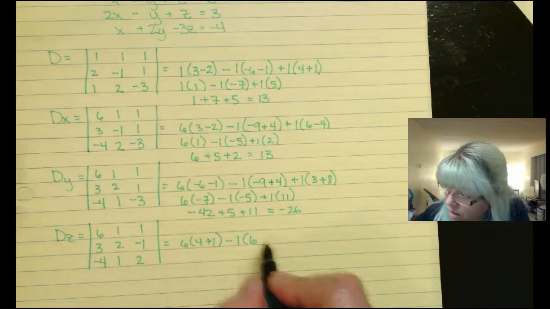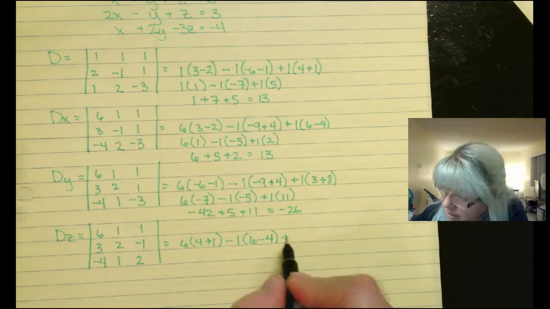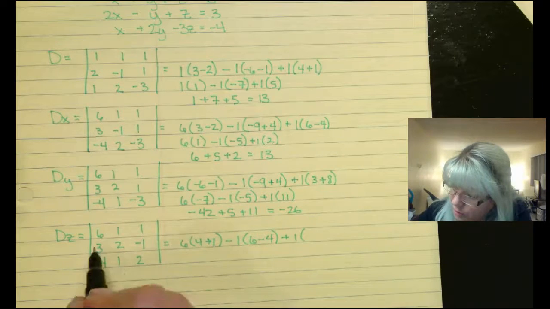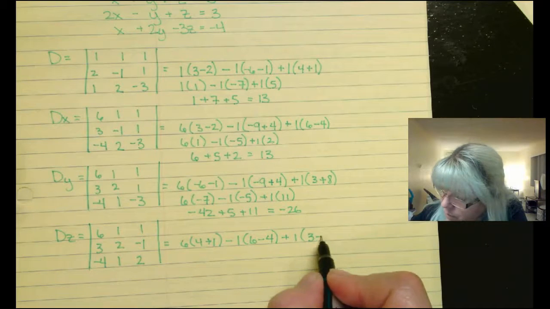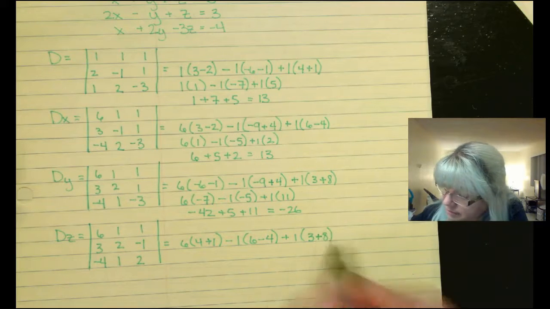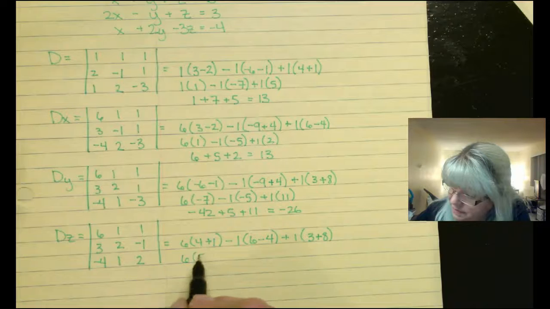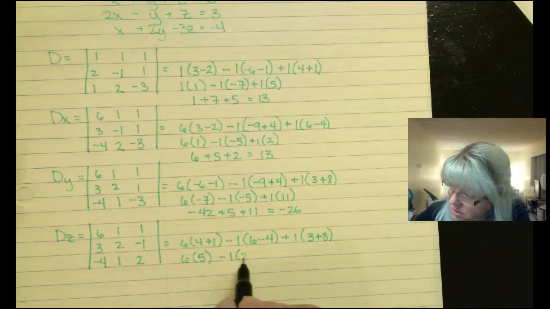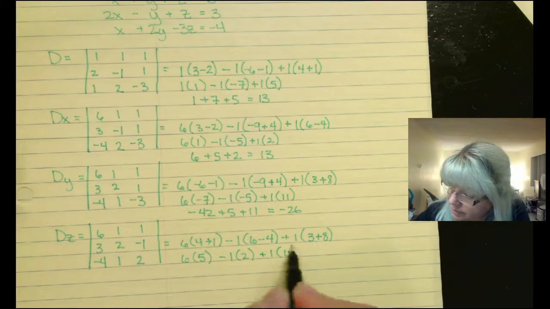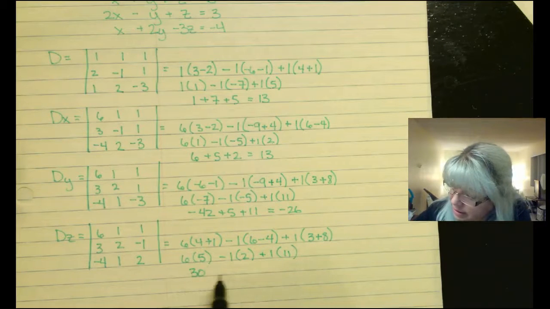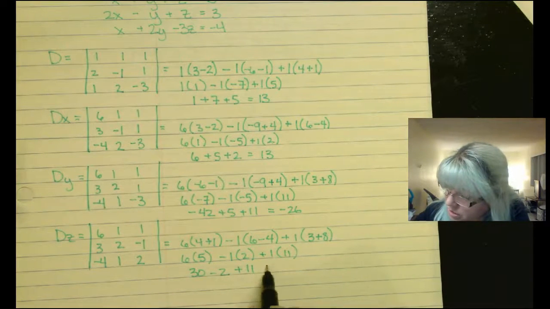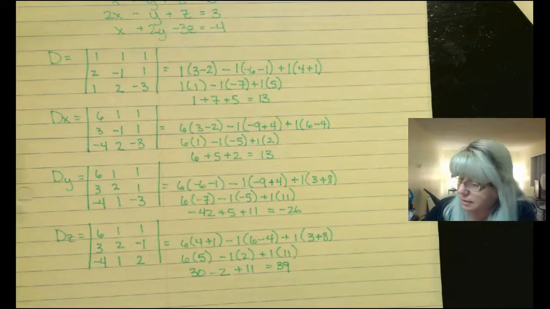4 times negative 1, or negative 4 times negative 1 is positive 4, plus 1. 3 times 1 is 3. Negative 4 times 2 is negative 8, but it would have been a minus negative 8, so that's plus 8. All right, 6 plus times 5 minus 1 times 2 plus 1 times 11. That is 30 minus 2 plus 11. 30 plus 11 is 41, minus 2 is 39.